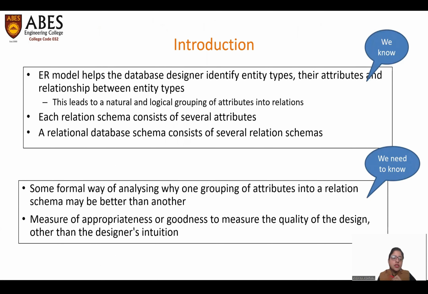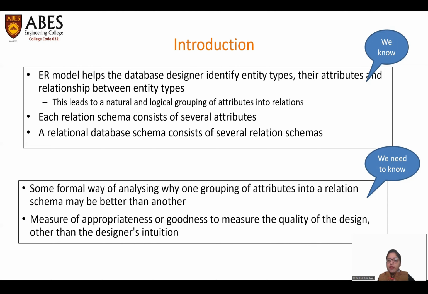Okay. So we already know that the ER model helps the database designer in order to identify its entity types, their attributes, associated attributes, and relationships between these entity types. Now, a single relation schema consists of several attributes, meaning all its properties. For example, if we have created a database of student, a table of student, a relation of student, all these terms correlate, meaning relation, table, relation schema, correct?